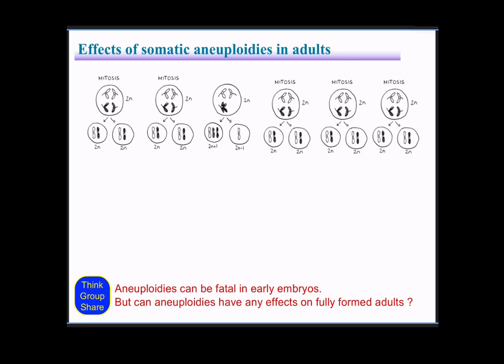So my question to you is, we just discussed that aneuploidies can be fatal in early embryos. Can aneuploidies have any effects on fully formed adults, where there will be some cells undergoing division once in a while, and any of those could be subject to a chromosomal non-disjunction? Would they have any effects on the organism as a whole?